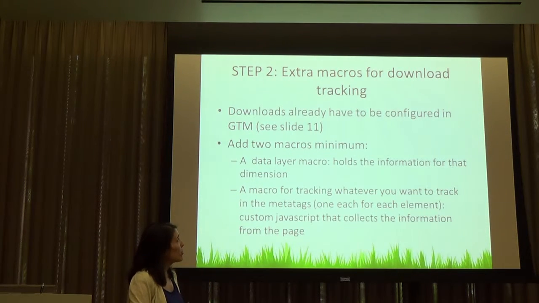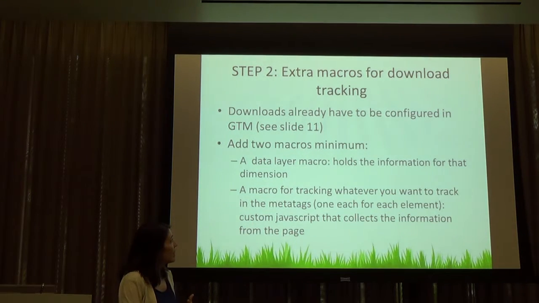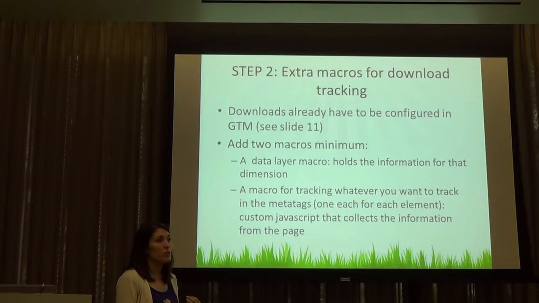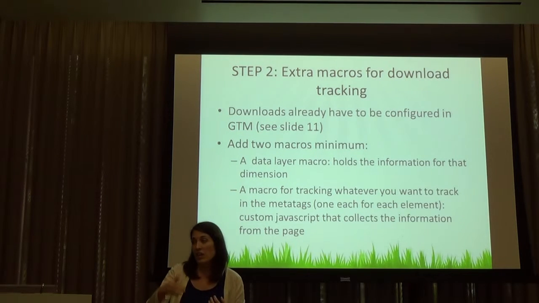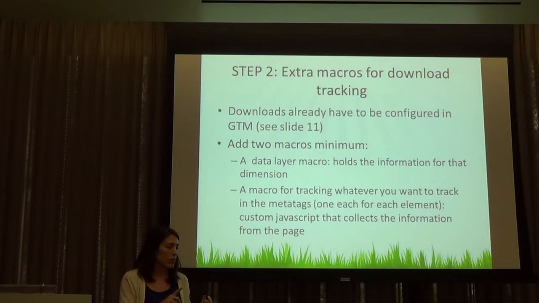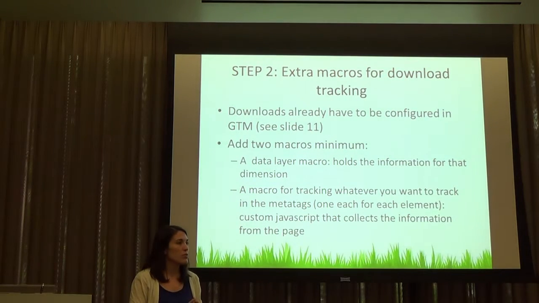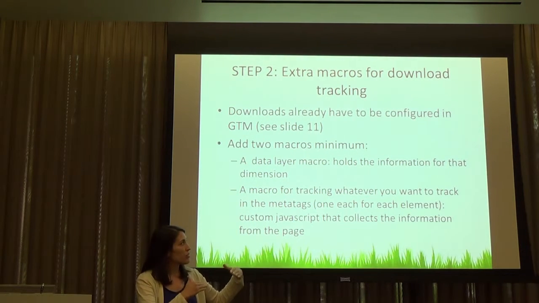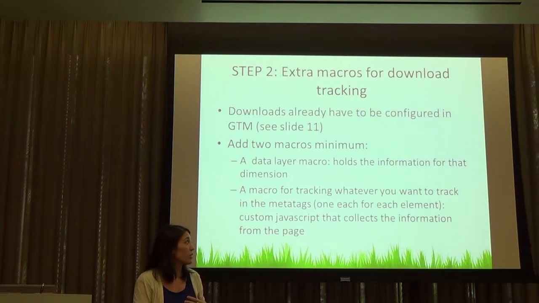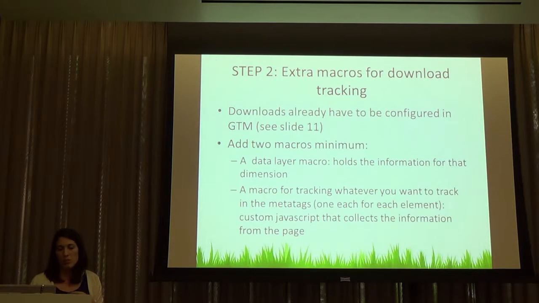I added 2 macros. There was the data layer macro that holds the information for that specific dimension, and then basically a macro to track whatever I wanted to track. And I had to set up one for each element. What I wanted to do was check faculty advisors and authors and titles and content types. Now there's only going to be one title and one content type, but there will be multiple authors and multiple faculty advisors. So I broke those into separate macros because the macros are actually doing different things. And they're basically just custom data JavaScript that collect the information from the page.